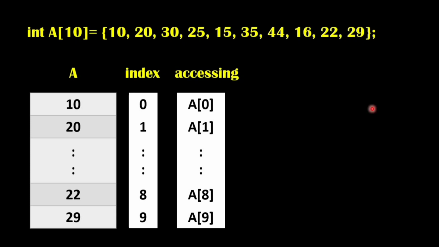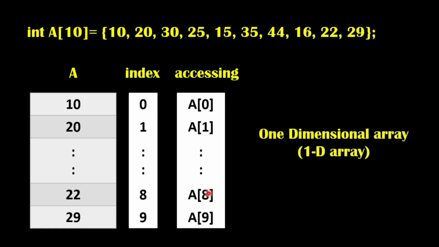So how many indexes are we using to access an element? For accessing 10 we are using only one index. For accessing 20 we are using only one index. Accessing 22 we are using one index. So we are using only one index to access one element of the array. That type of array is called a one-dimensional array. We are using only one index to access an element of an array.